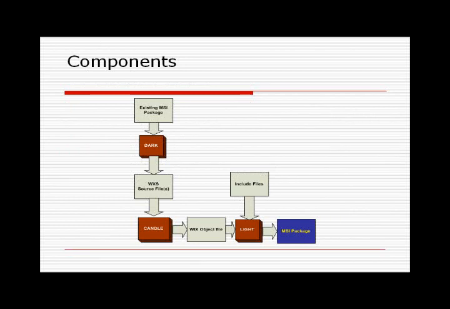Now, here's a little diagram showing the key components. At the heart of WiX, we have Candle and Light. These two programs take XML input source, WXS sources, and create a WiX object file. Light eventually creates my MSI package. What I can also do is take an existing MSI package, run it through Dark, and actually create a source file. So if, for example, you have an existing MSI and you want to modify it slightly, I can dump it out into XML, and then I can create a new package from there.